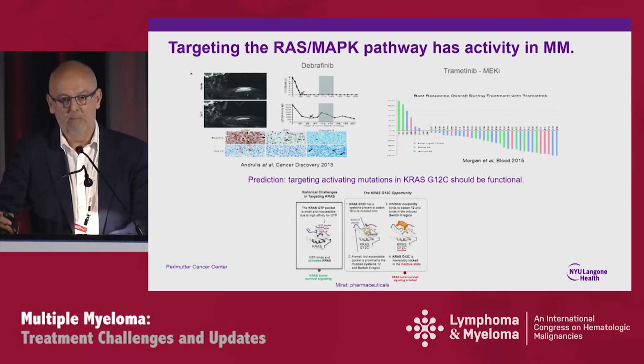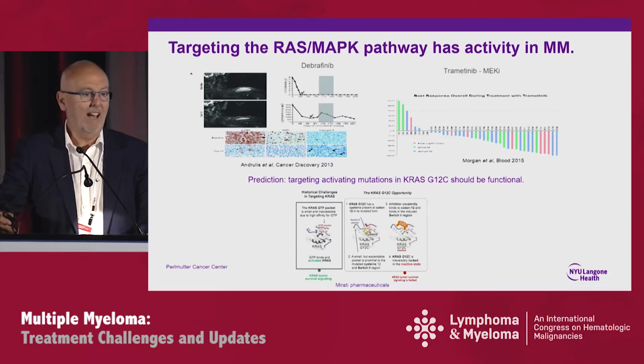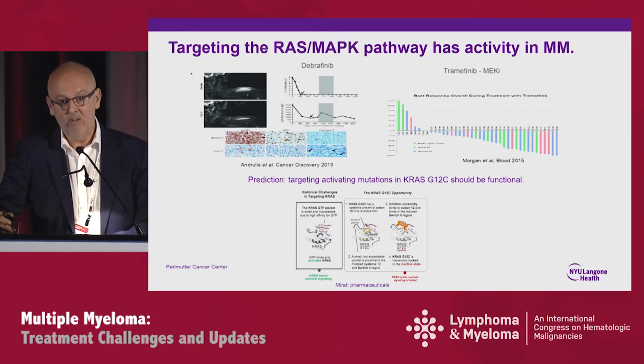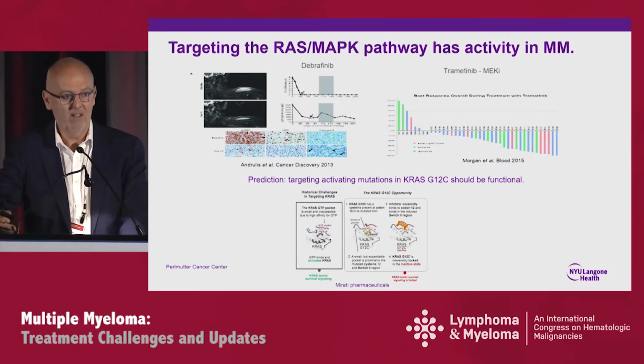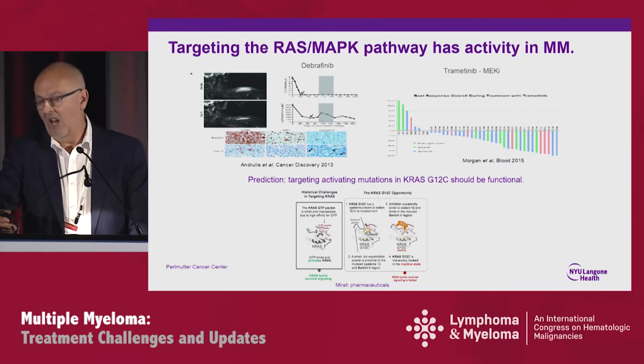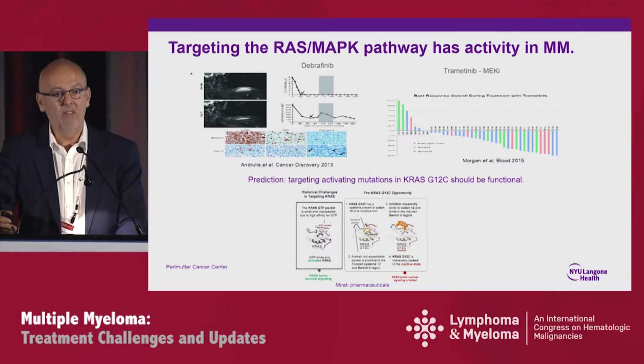There are two published sets of data, one targeting BRAF mutations, where patients will respond and go into remission even though they've been refractory to chemo, and with MEK inhibitors, which target the bottom of the pathway. Again, there are patients that respond well to these drugs. So the paradigm is made that you can target these mutations in myeloma.